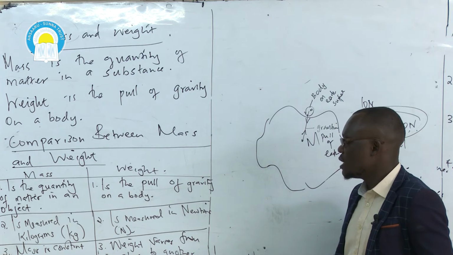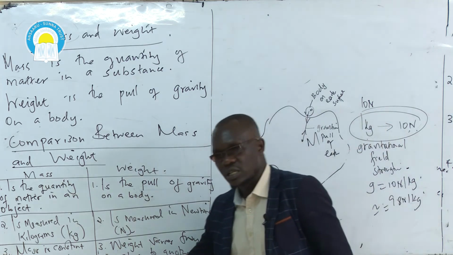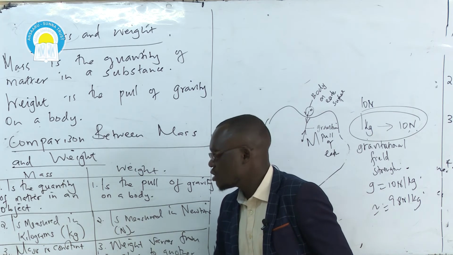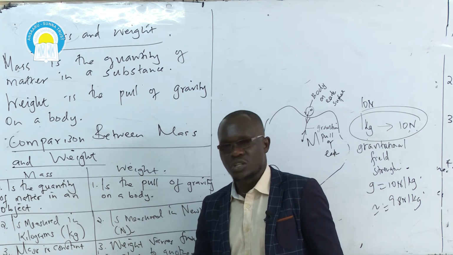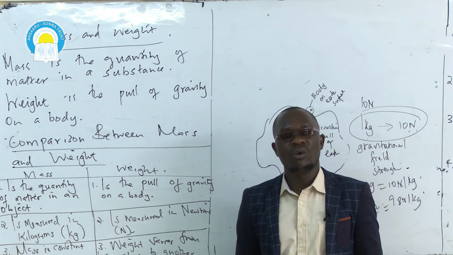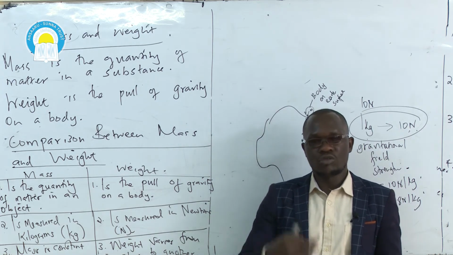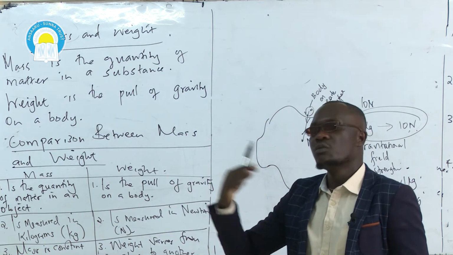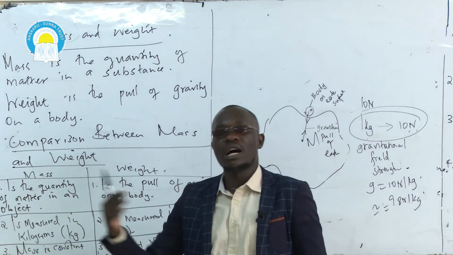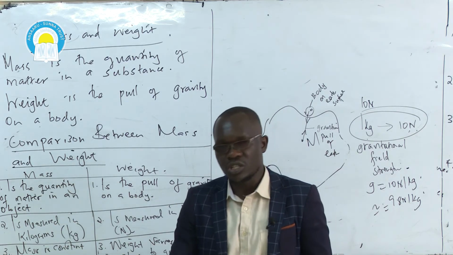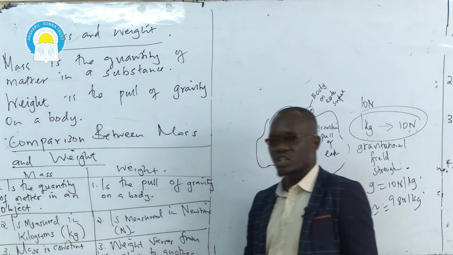But the other question will be, explain, why is mass constant? We have said mass is constant because the number of particles in a body does not change. If your body has 10 million particles, whether you are here, you go to America, you go to India, you go anywhere, now decide to move from Earth and go to Moon, your number of particles remains the same. The particles in your body do not change. That is why your mass will not change.